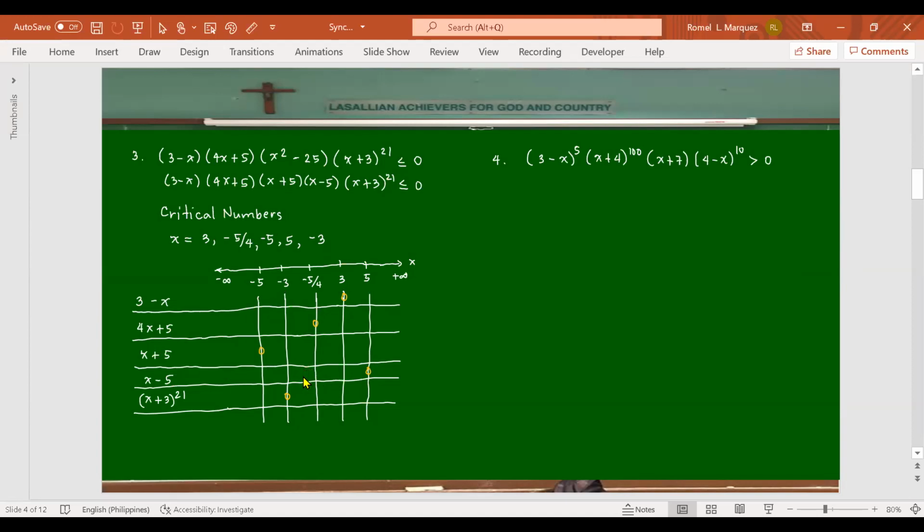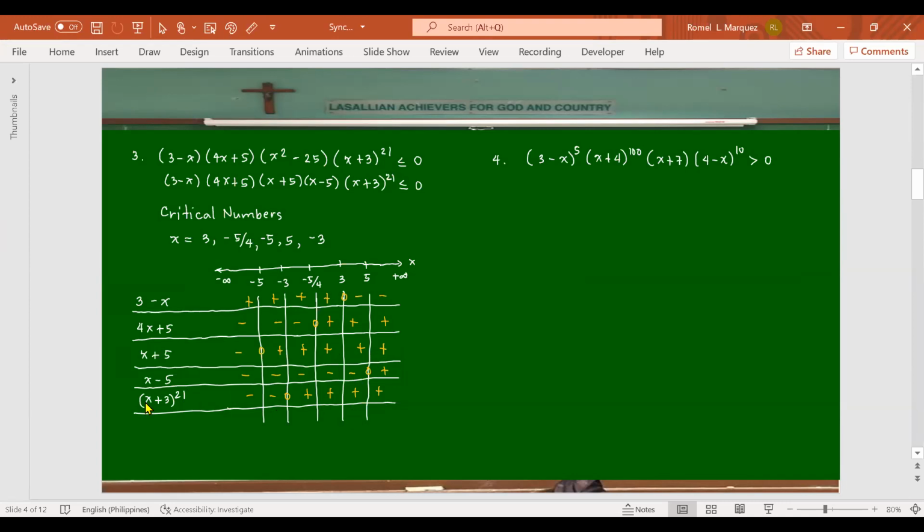We are just like playing tic-tac-toe. Negative to the right, positive to the left. Positive coefficient. Negative, negative, negative. Positive, positive, positive. See, very easy. The exponent is just like 1. If it is, let's say, raised to 22, everything is positive because raised to 22, it is never negative. Okay, guys?